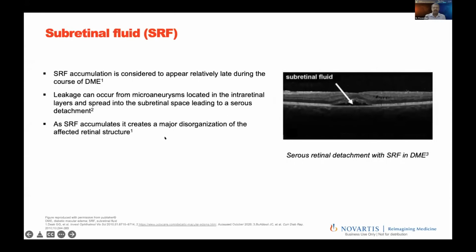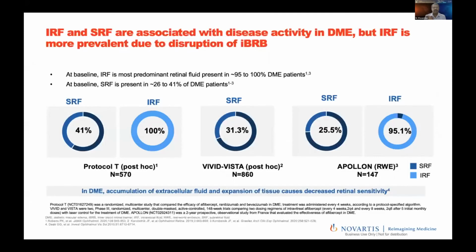What about subretinal fluid? Subretinal fluid is generally associated with late onset or delayed course of DME, and this leakage occurs from the microaneurysms in the inner nuclear layer, and then it spreads to the subretinal space, leading to major disorganization of the retinal structures.